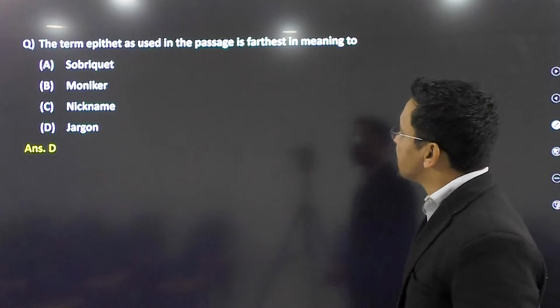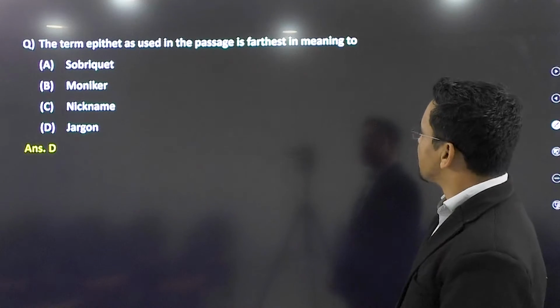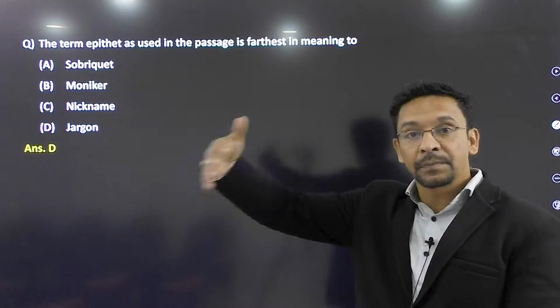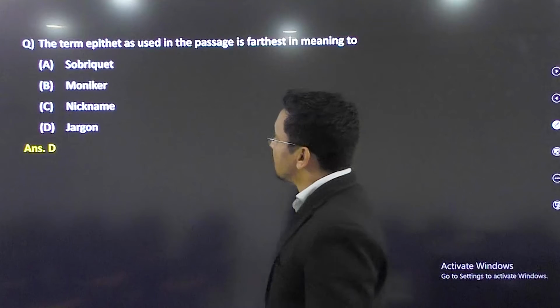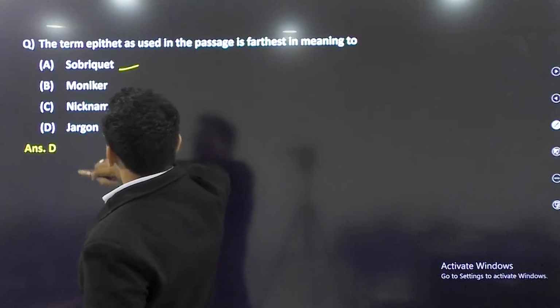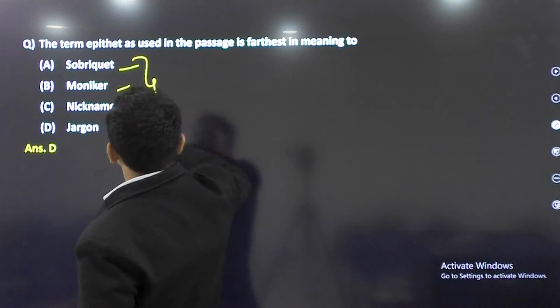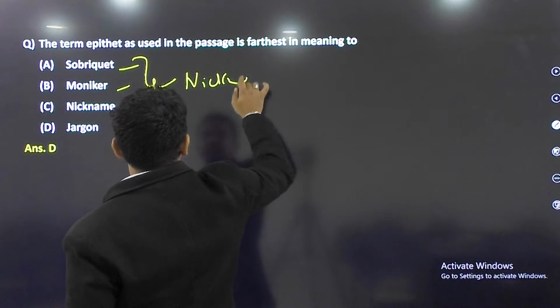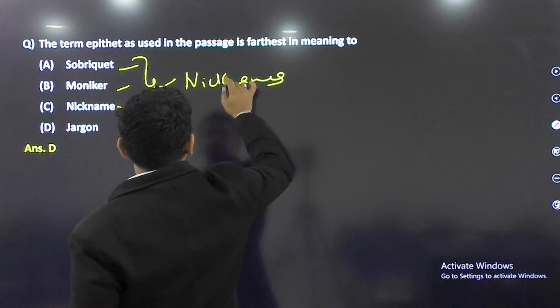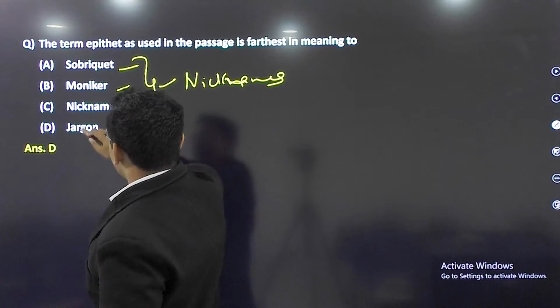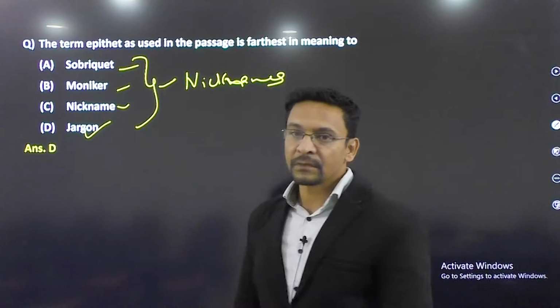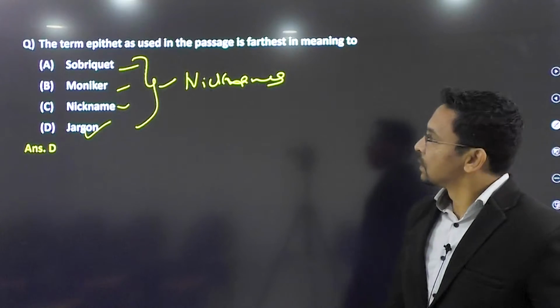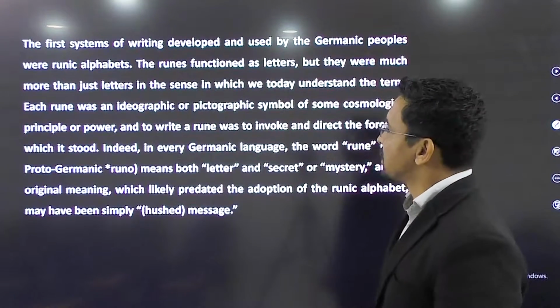The term epithet as used in the passage is farthest in meaning to... Sabse dur. So it is sobriquet, nickname, moniker. All these mean nicknames. So jargon is the correct answer. Jargon is a technical word. Right, let's discuss the next passage.